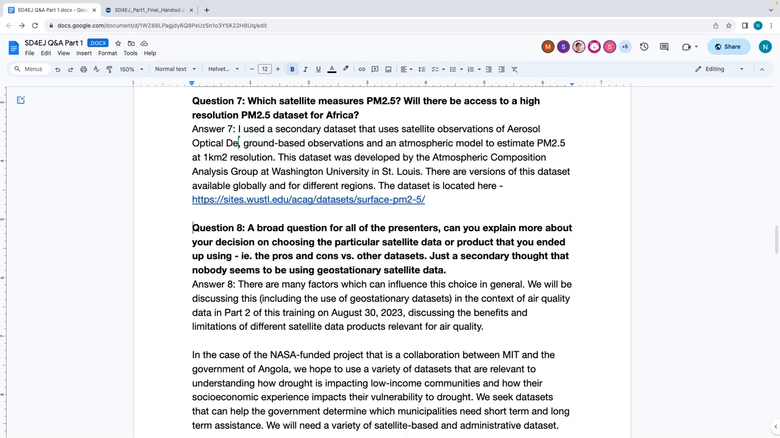An example of a derived data set is given here by the Atmospheric Composition Analysis Group at Washington University. If you go to this website here, there's a description. They have global data sets available at 1 kilometer squared resolution, and those are developed using a combination of three-dimensional atmospheric chemistry models, ground observations, and many satellite observations of aerosol optical depth. And I believe that is global, so it should cover Africa.